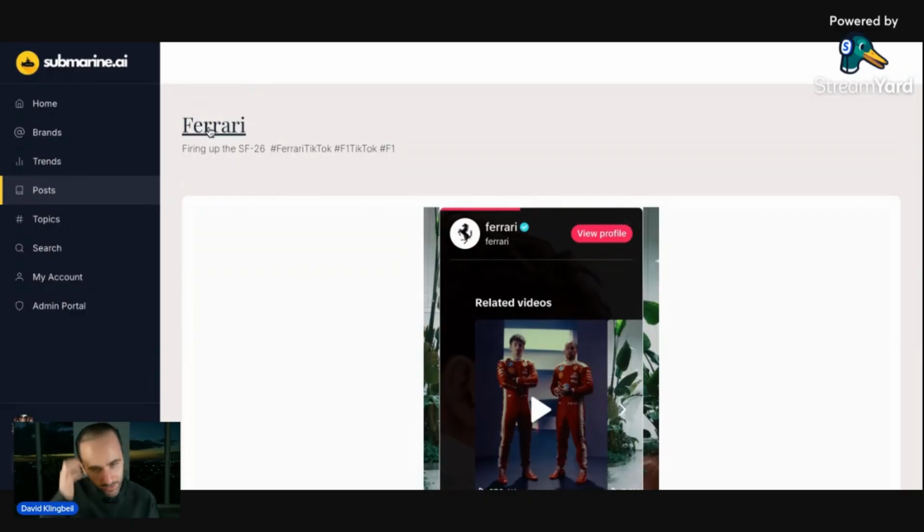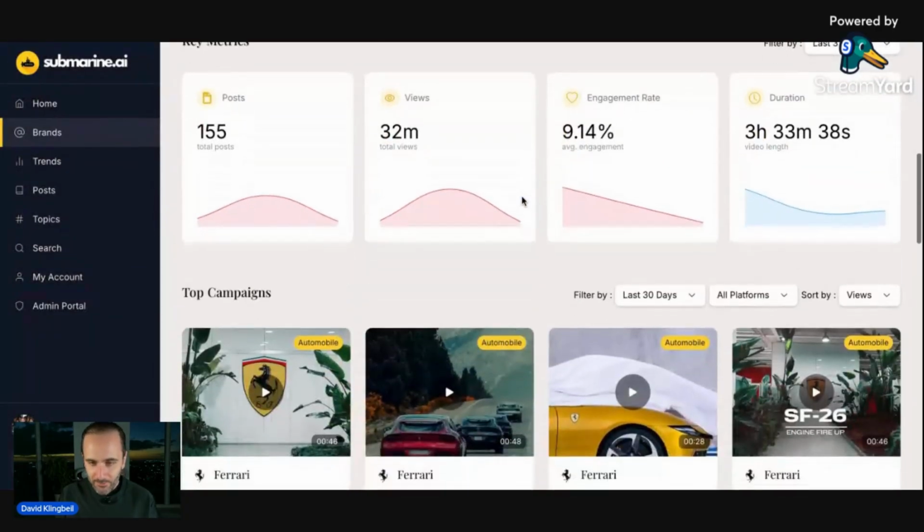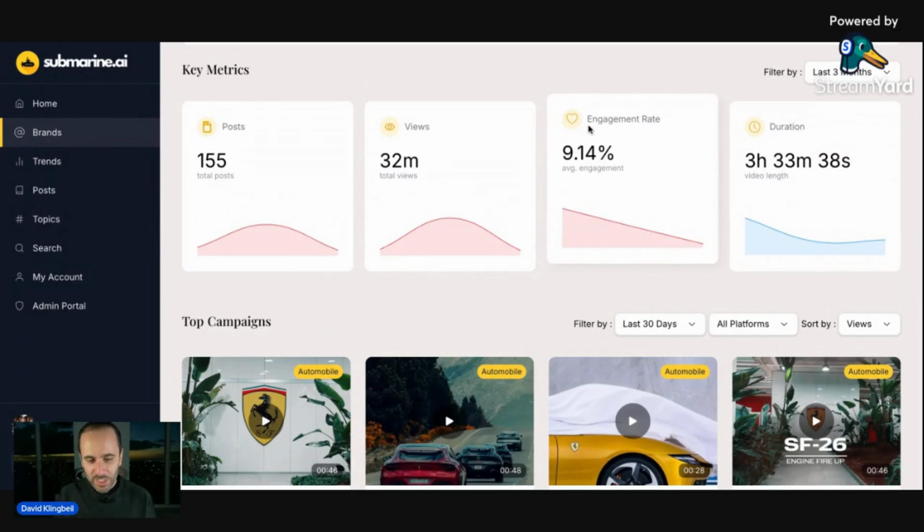Now, let's look at Ferrari in general. So I'm going to go to the Ferrari page, still on Submarine, and let's look at their average metrics. So I'm just going to look at the last 3 months to get their latest metrics. And here, let's look at their average engagement rate. And here I see Ferrari has an average engagement rate of 9.14%, which is extremely high if you know this metric. But it also puts in perspective that the campaign we just watched had 18%, so double this engagement rate.